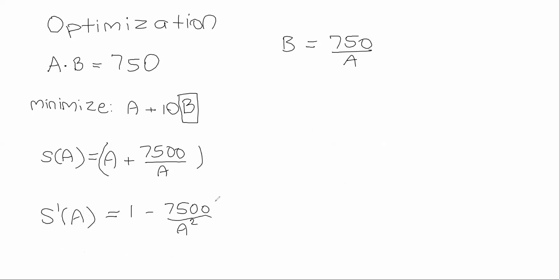We have our derivative, and just a reminder, we were interested in the place where the derivative is 0. So we have to set our derivative equal to 0 and then find the value of a that gets us that. So we're going to start by adding 7,500 over a squared to both sides. So we get 1 is positive 7,500 over a squared. And then we want to multiply both sides by a squared. So now we have a squared is 7,500.